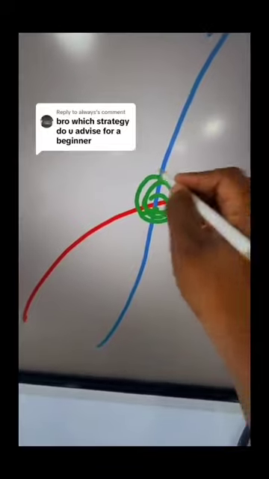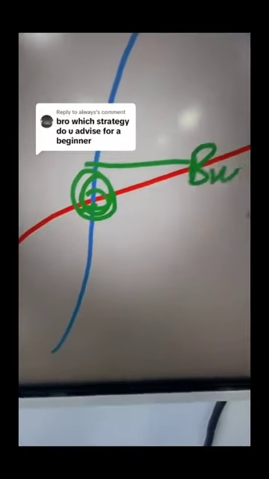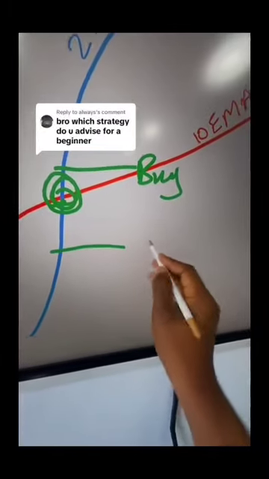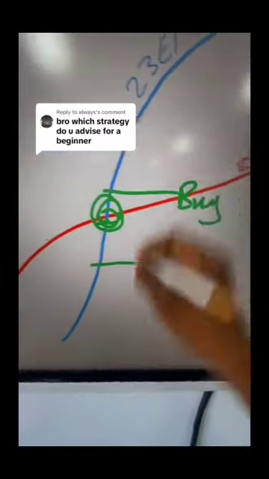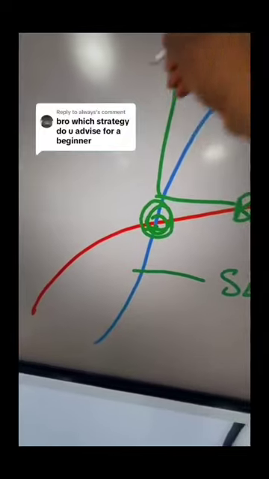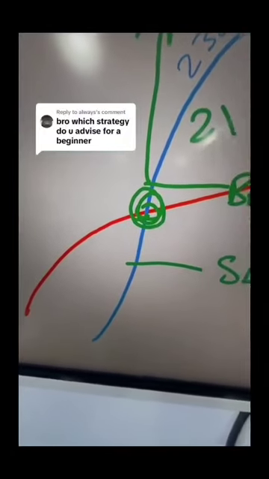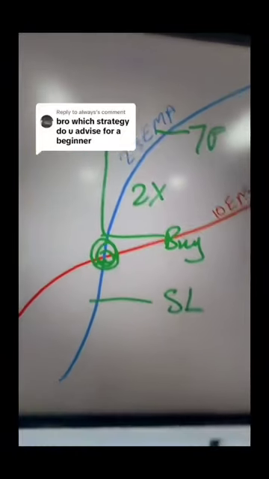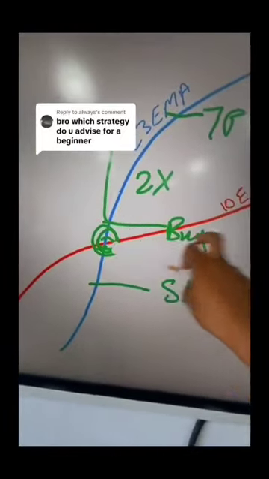So normally you buy somewhere here, you put your buy somewhere there, and then your stop loss can just go below somewhere here. Your take profit should normally be two times your stop loss. So your take profit will be made somewhere here. So that's where you enter with a buy.